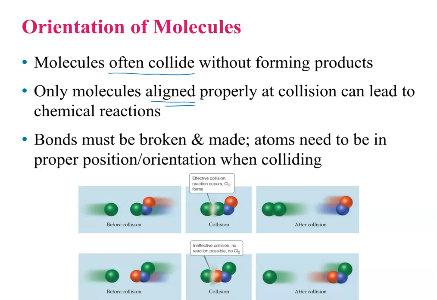And if they're not aligned properly when they collide, the breaking and reforming of bonds won't happen. Let's look at the example in the graphic down below. You have a single chlorine atom colliding with a species that looks like a chlorine bonded to a nitrogen and an oxygen, NOCl. And when they collide, you're going to make chlorine, the element, and then you're going to make NO.